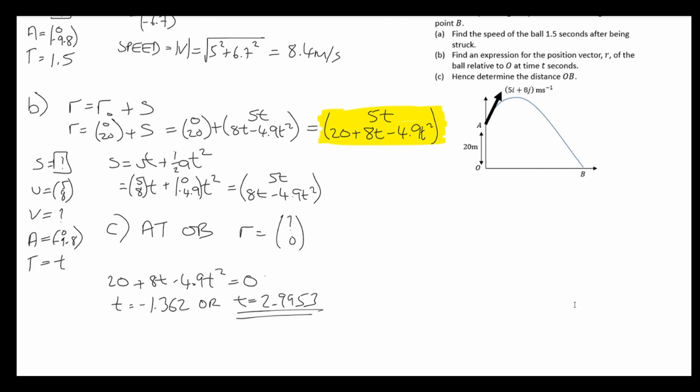The distance OB is going to be that horizontal displacement. So what is the horizontal component when t equals 2.9953? What is the i component of the position vector? That's going to be 5 times t. Our position vector is (15, 0) when the particle is at point B. The distance OB is 15 meters.